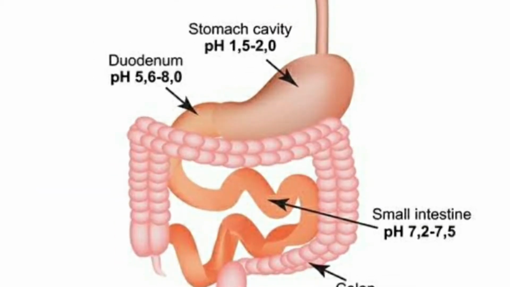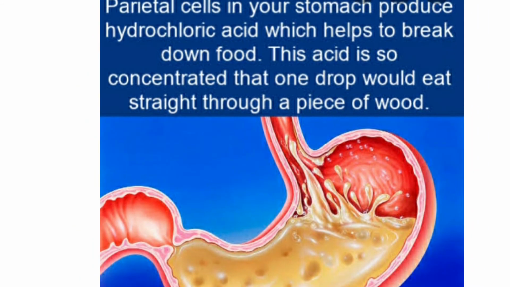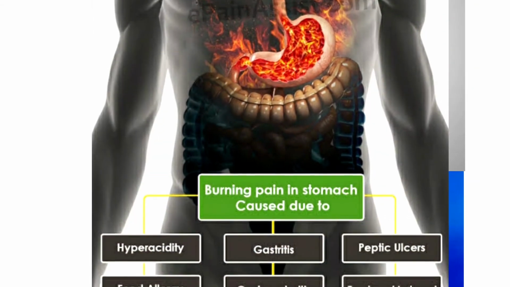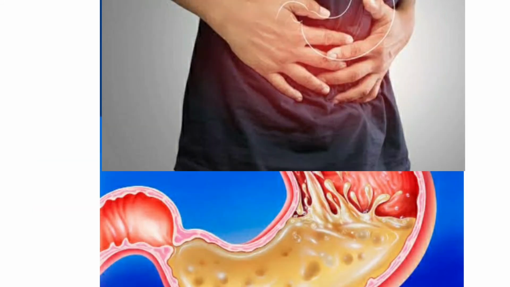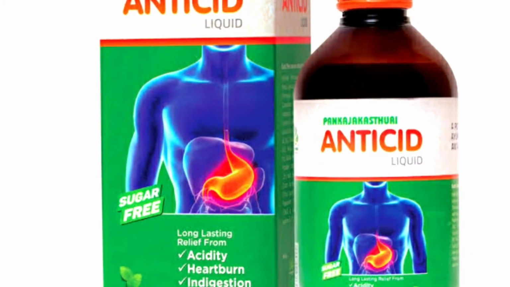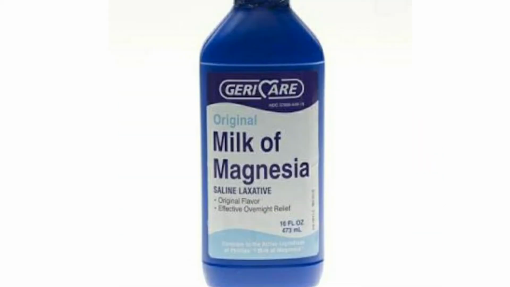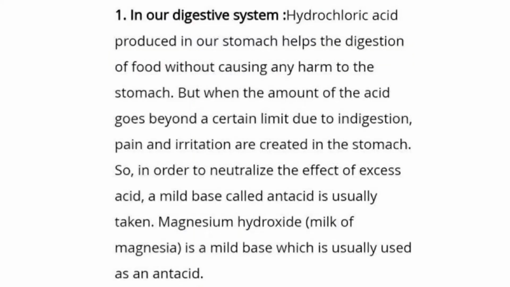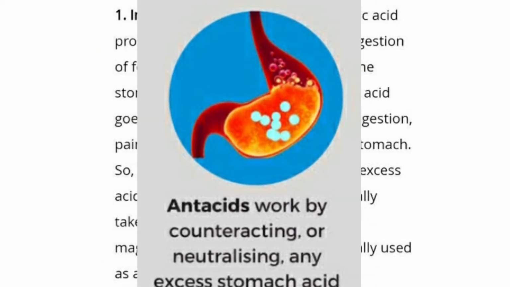How is the pH in our stomach, children? In our digestive system, the hydrochloric acid produced in our stomach helps the digestion of food without causing harm to the stomach. But if the amount of acid goes beyond a certain limit due to indigestion, pain and irritation are created in the stomach. So in order to neutralize the effect of excess acid, a mild base called antacid is usually taken, that is magnesium hydroxide, or we call it milk of magnesia, which neutralizes the acidic concentration in the stomach.